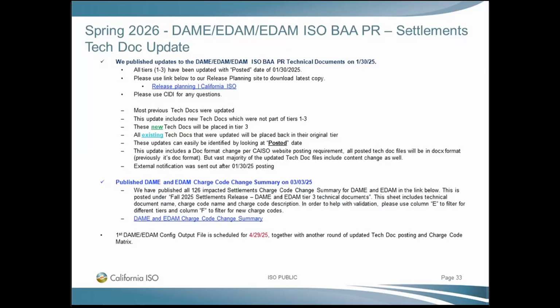So for settlements, we have a lot of great material out there on the release planning page. We published the DAME and EDAM charge code change summary, and we also published last month a mapping for the charge code to tariff section. And so that's not on here, but please do take a look at that. That was announced by the settlements team. They did communicate that out. And then on April 29, we have the first DAME and EDAM config output file scheduled.